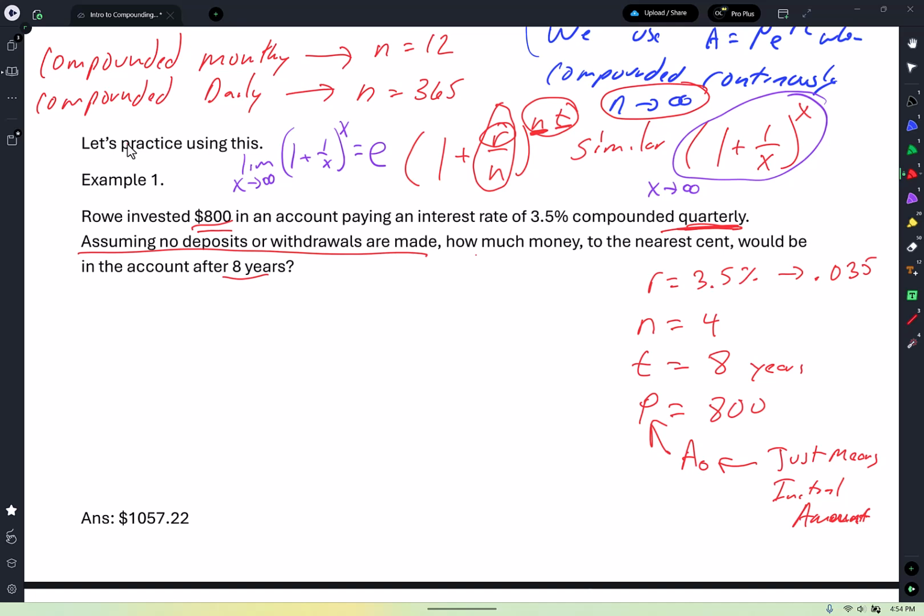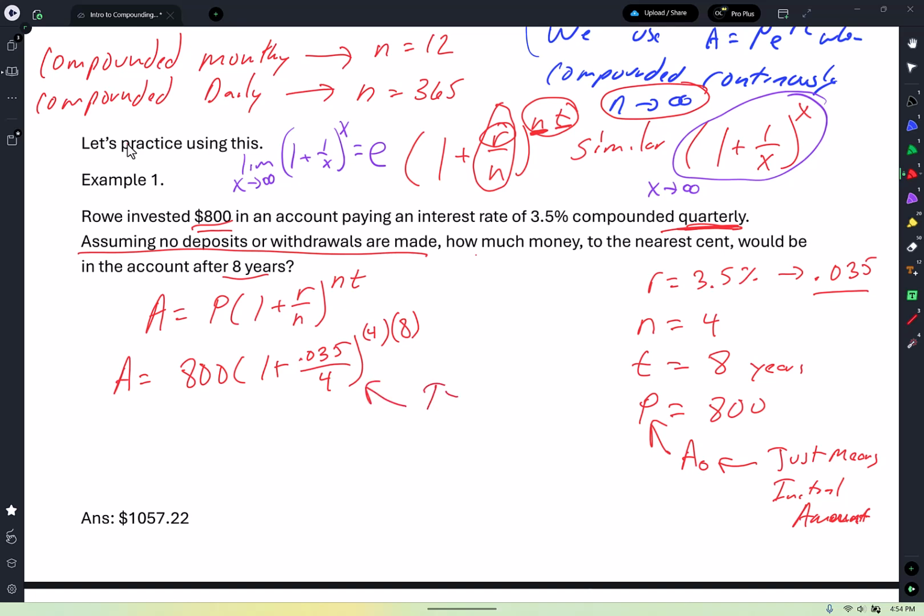So we're going to be using this formula. We're going to say the amount equals principal, parenthesis 1 plus r over n, raised to the nt. So let's see, the amount that we're going to have is going to equal 800, parenthesis 1 plus, the rate is 0.035, and it's compounded quarterly, so we're going to divide that rate by 4. And let's see, raised to the nt, so 4 times 8. And there it is.